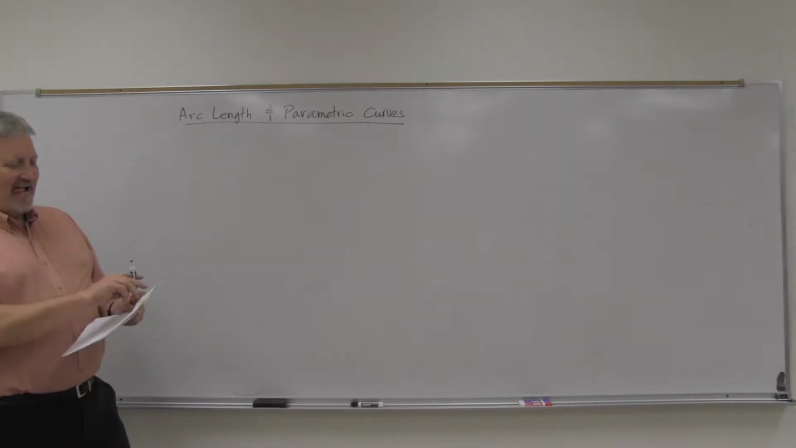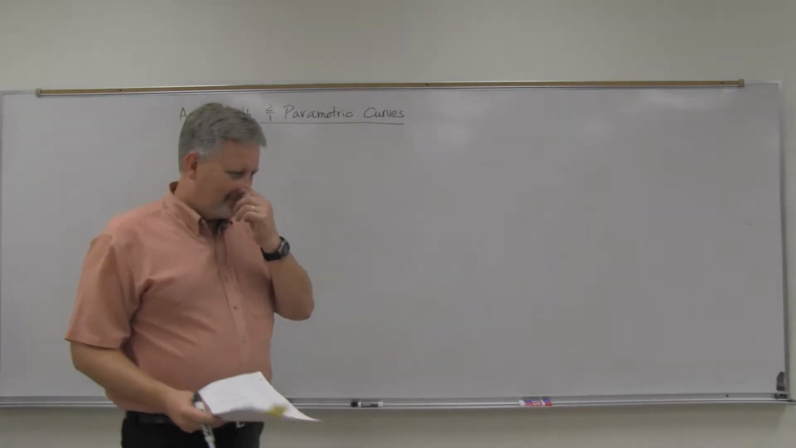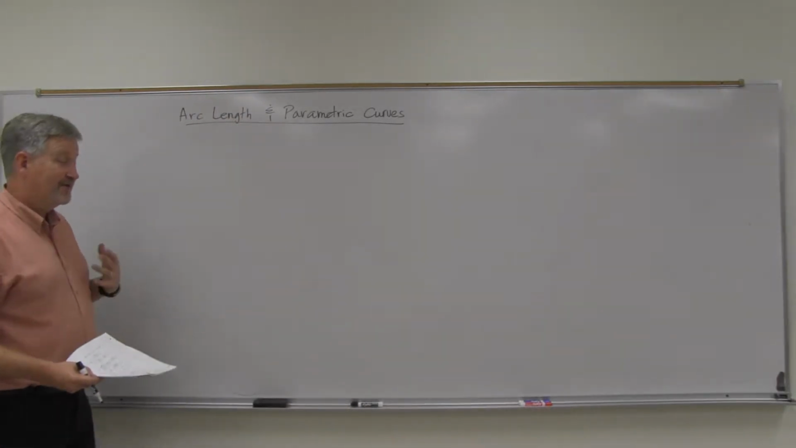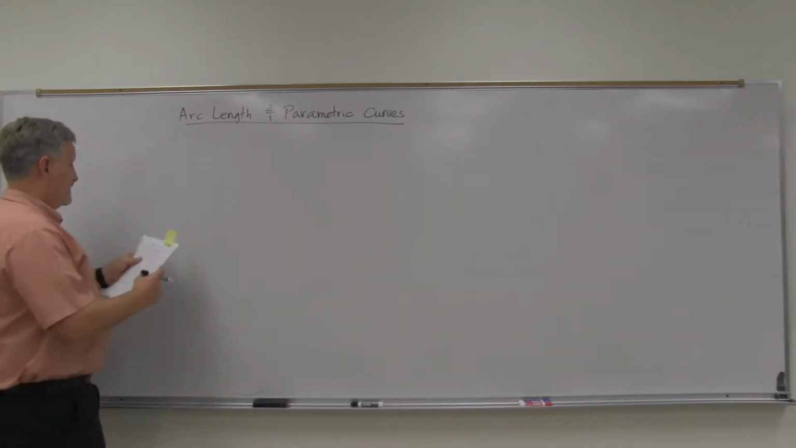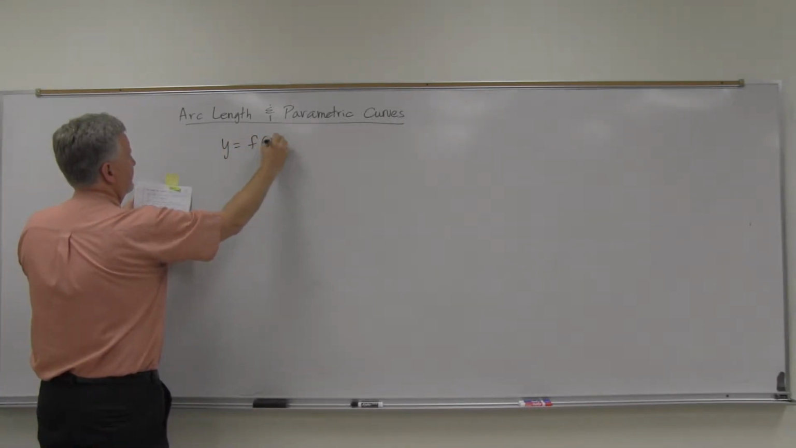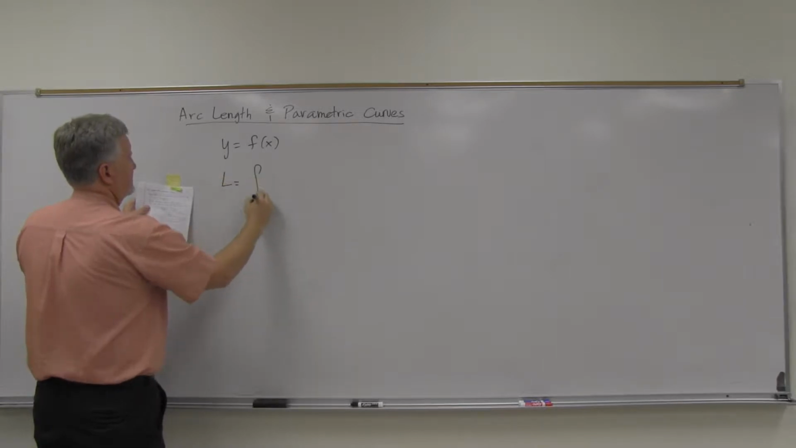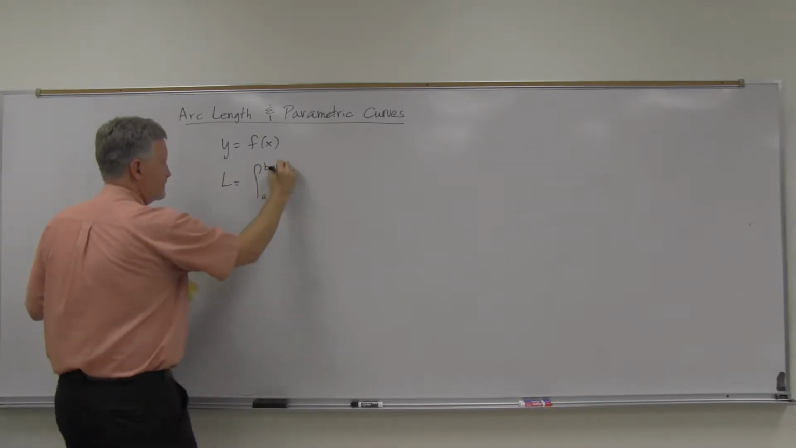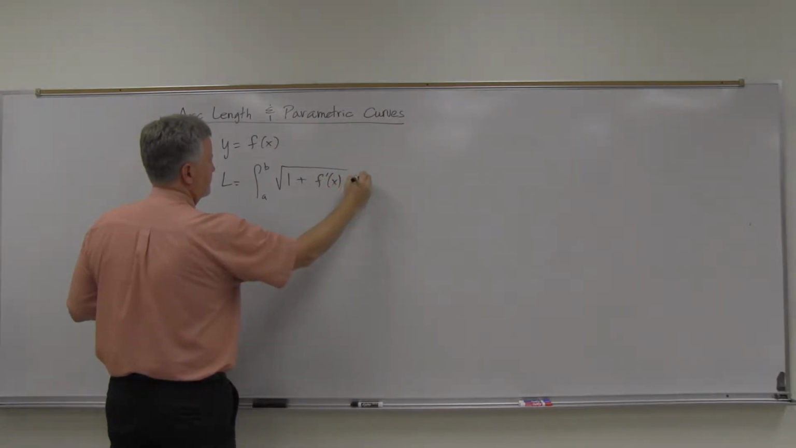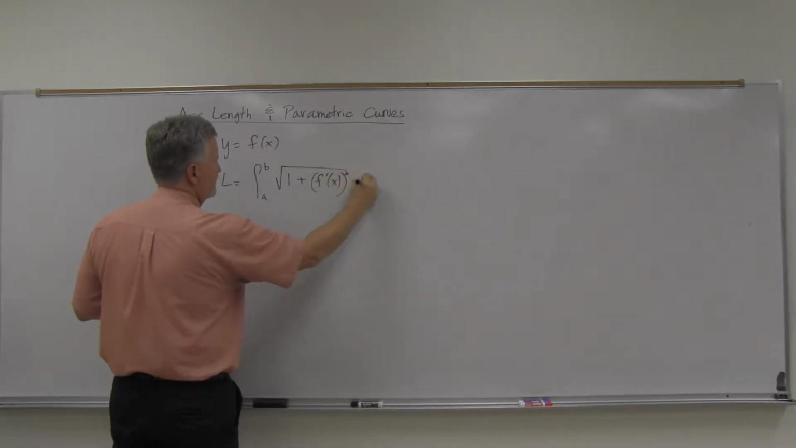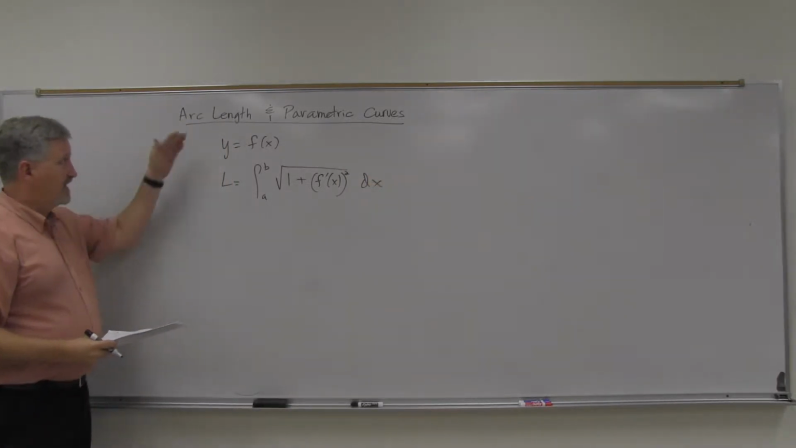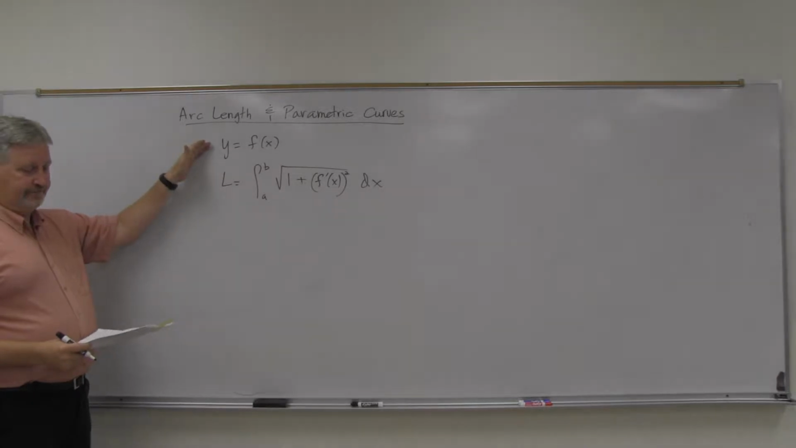Okay, so what about the arc length if we've got parametric curves? Well, it turns out it's relatively nice. Again, if we've got y equals f of x, then our arc length from a to b is the integral from a to b of the square root of 1 plus f prime of x squared dx. We developed that and saw why that is, but that's for the Cartesian equation.